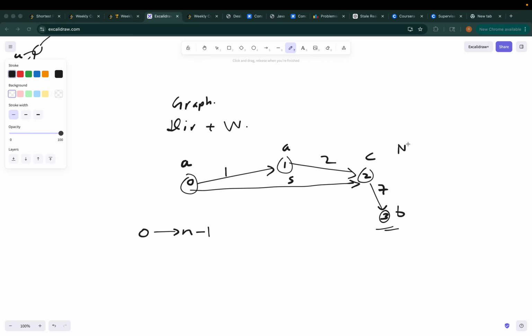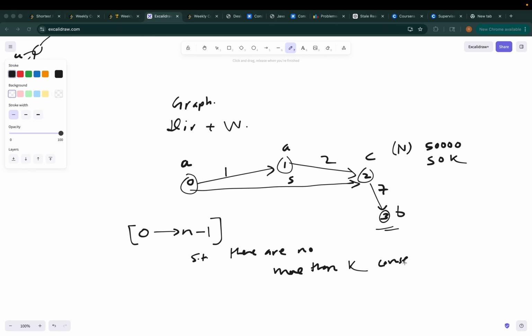There are n nodes, up to 50,000, which is 50k nodes. So you want to travel from 0 to n minus 1 such that there are no more than k consecutive identical characters.